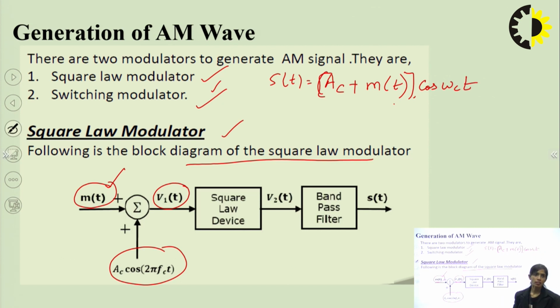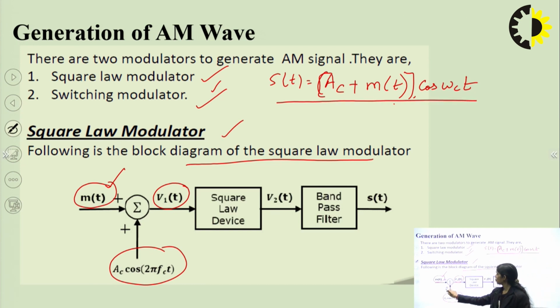So this can be written like this. That means you have to obtain this equation. By summing these two, we cannot exactly get this equation. So for getting this exact equation, we have to first square this intermediate equation. For that purpose, we have to connect one square law device. This will do the squaring of this input in an equation form.